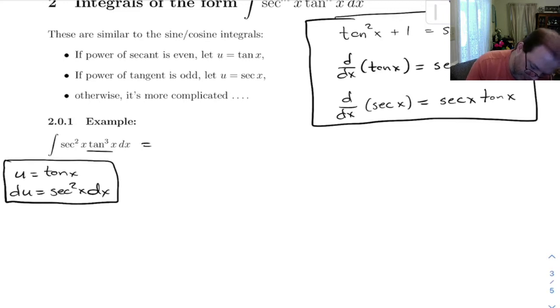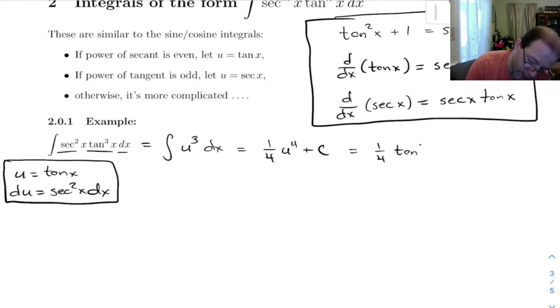The tan cubed becomes u cubed, and secant squared x dx just becomes your du. And you're left with 1/4 u to the 4th. And that's 1/4 tan to the 4th x plus c. That's definitely the way to go on this problem.